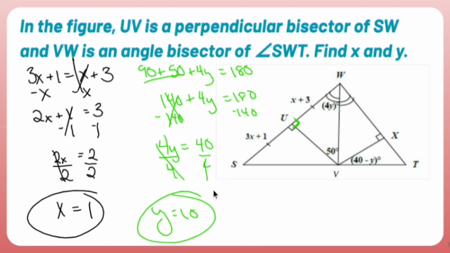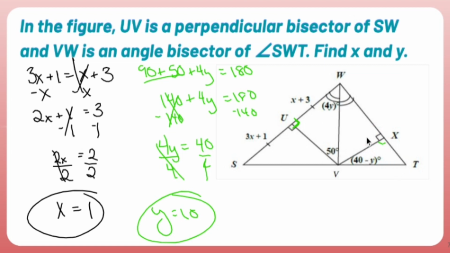Now I could use this information to answer a bunch of questions. I could ask, what's US? Well, x is 1, so US is 3 times 1 plus 1, which is 4. That means UW is also 4, which means SW is 4 plus 4, which is 8. I could ask you to find this angle, and you'd say this angle is 40 minus y, 40 minus 10 is 30. I could ask what this angle is: you're 90 degrees, and if this one is 30 and that one is 90, then you're going to be 60.